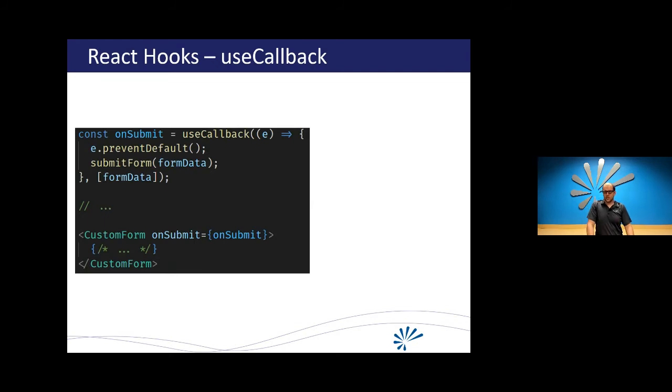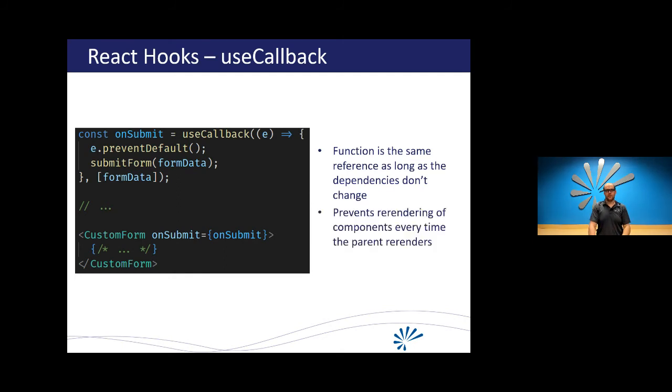Another hook is called useCallback. It allows us to declare a function that changes only when the dependency array changes. It looks a lot like useEffect. The difference is it returns a value instead of executing the function. It returns the function. The function is the same reference as long as the dependencies don't change. This is important because it prevents re-rendering every time the component renders.